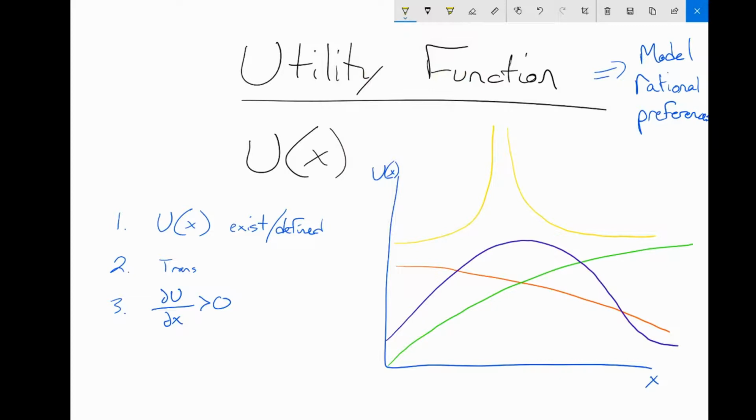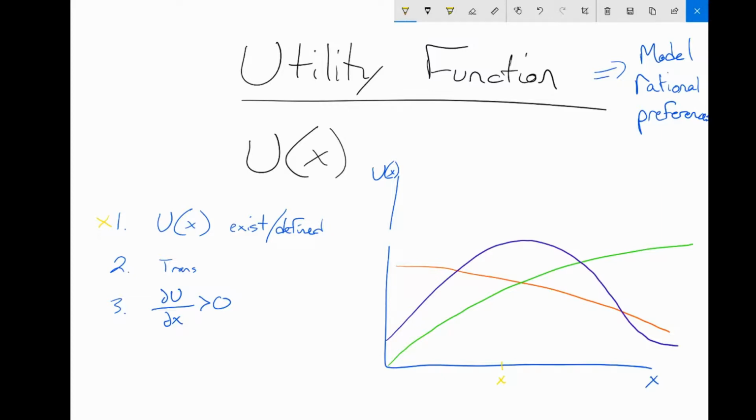Does it satisfy the various conditions? All right, so u of x must exist or be defined. Well, at this x, it's not defined. It goes off to infinity. So it's not defined. So the yellow one does not satisfy the first condition. The yellow one's done. Can't use it, not a good utility function. Whatever function that is, that's not a good one. All right, that doesn't work.